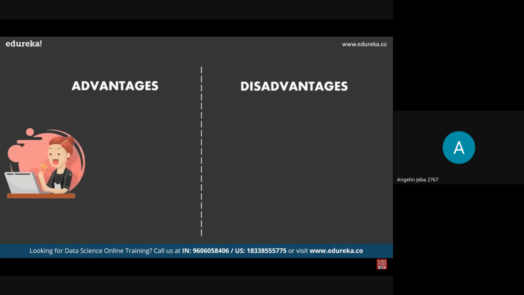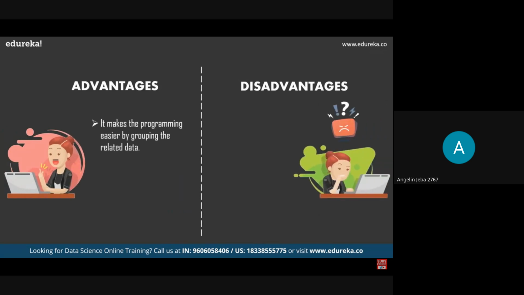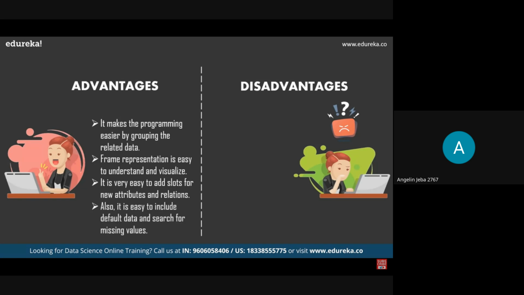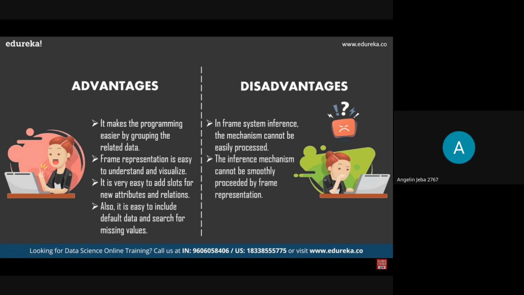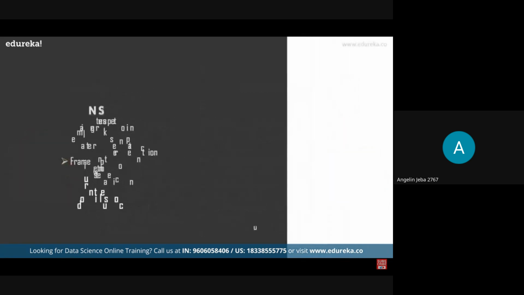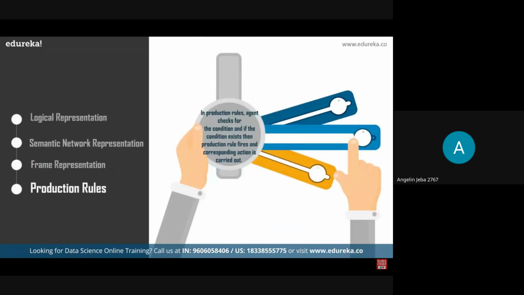Moving on to the advantages, it makes programming easier by grouping the related data. Frame representation is easy to understand and visualize. Also, it is very easy to add slots for new attributes and relations. Also, it is easy to include default data and search for the missing values. Talking about the disadvantages, in a frame system the inference mechanism cannot be easily processed. The inference mechanism cannot be smoothly processed by the frame representation either. Also, it has a very generalized approach. Now, moving on to the final technique, we have the production rules.